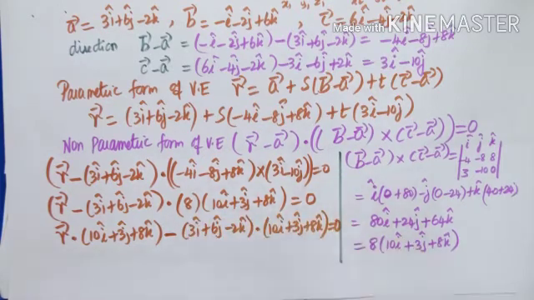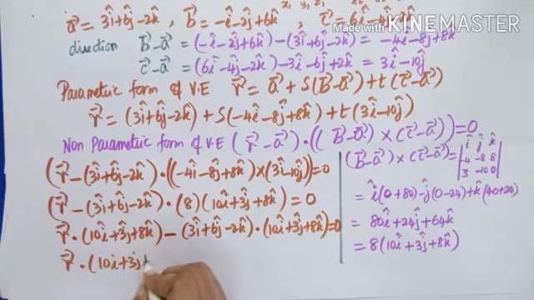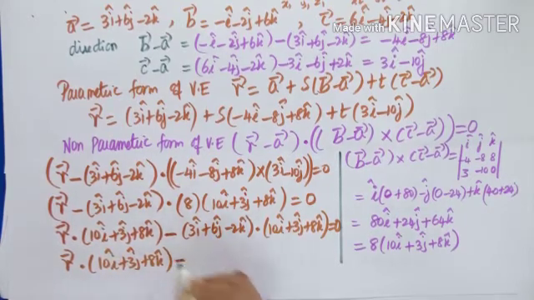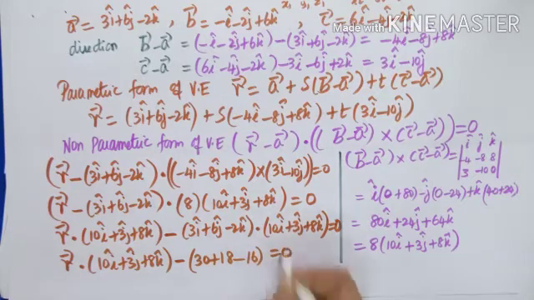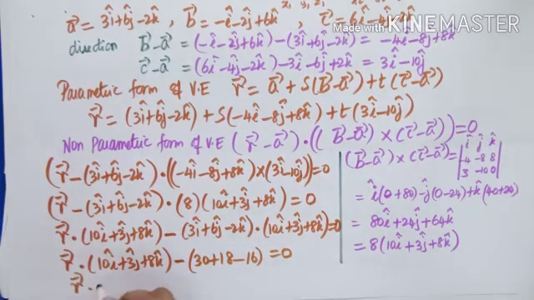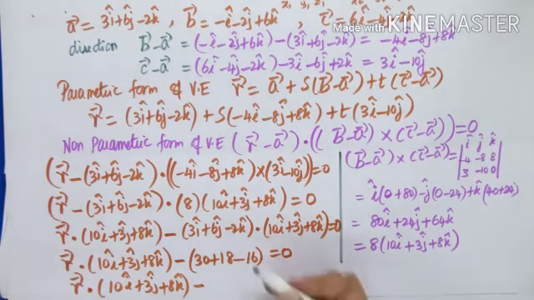0 by 8, I will simply write 0. This is again r dot 10i plus 3j plus 8k minus, we'll do i and i 30, j and j 18, k and k minus 16 equal to 0. Or we arrive at r dot 10i plus 3j plus 8k minus 30 plus 18, 48 minus 16 is 32 equals to 0. So this is my non-parametric form of vector equation.